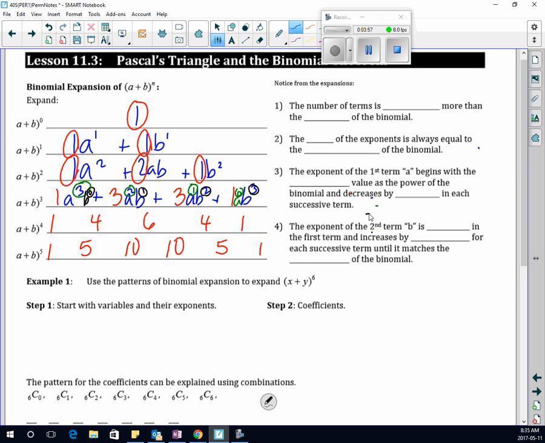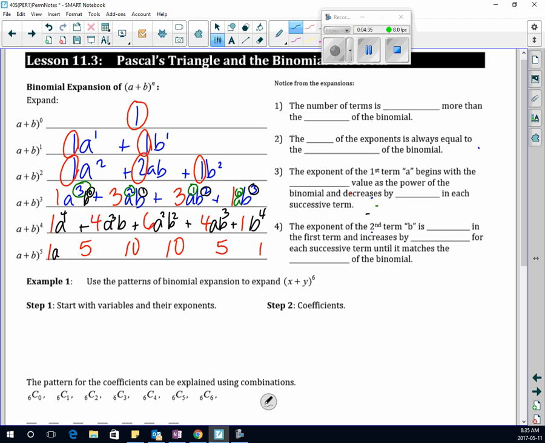1, a to the power 4 plus 4a cubed b plus 6a squared b squared plus 4ab cubed plus, what's the last one? b to the power 4. Okay, let's do the last row now. What's that going to be?